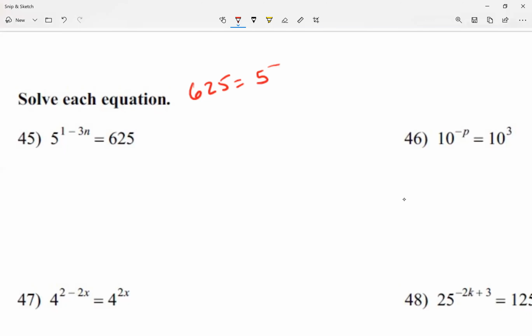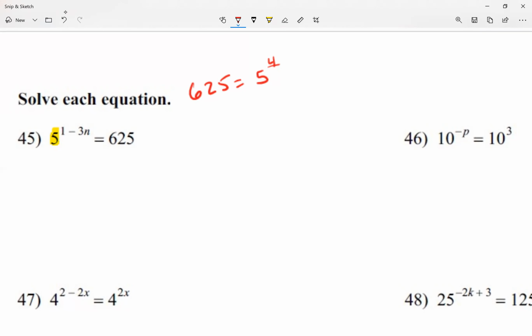The reason why I said 5 to the something is because I want this base to match. So I tried, let's see. Can I do 5 to the third? 5 to the third is 125. How about 5 to the fourth? I'm going to use my exponent. 5 to the fourth is 625.